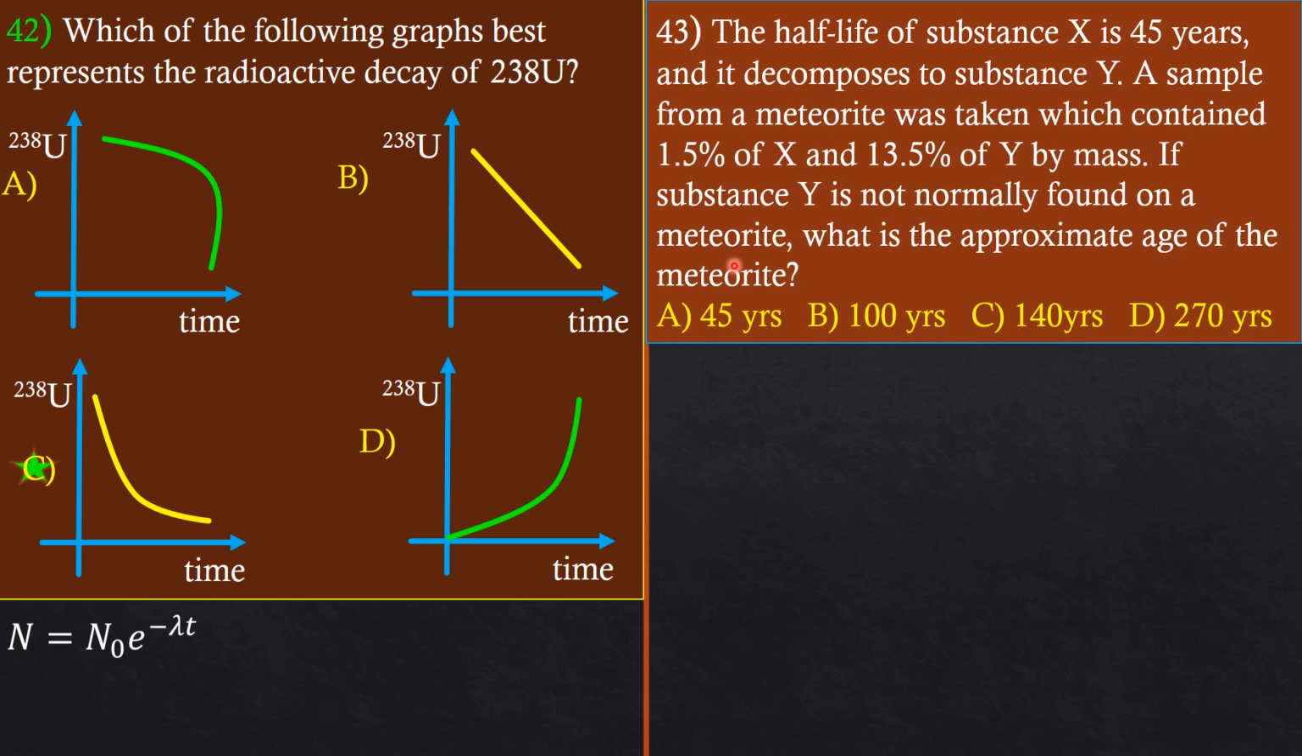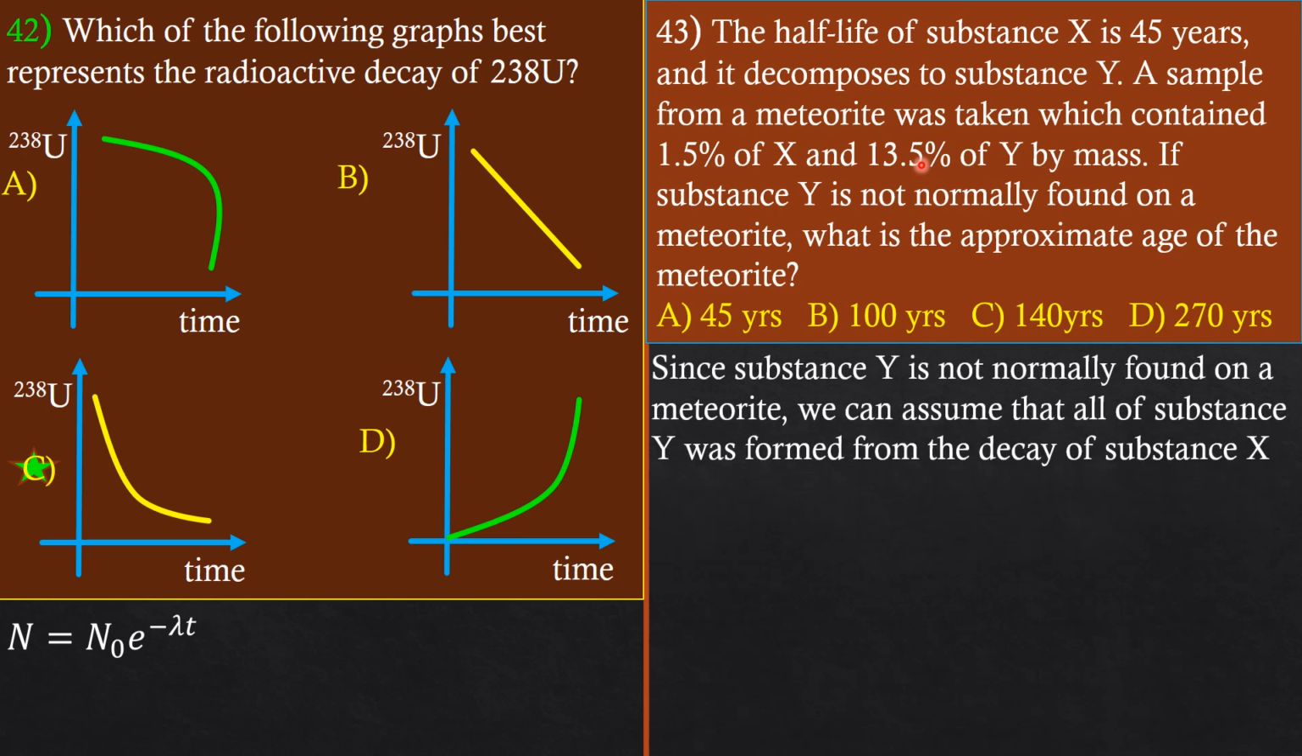So guys, the equation that helped us identify the graph here is the equation we are going to use here. Now let's reason, friends, that since substance Y is not normally found on the meteorite, we can lay all our assumptions that all of substance Y was formed as a result of the radioactive decay of our substance X. Now, the initial amount of substance X that is left is related to the final amount by the equation N equal to N0 e raised to the power negative lambda T.